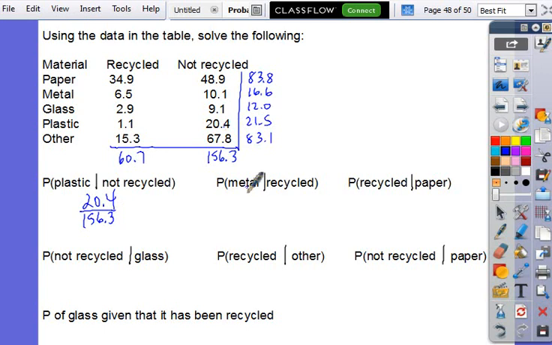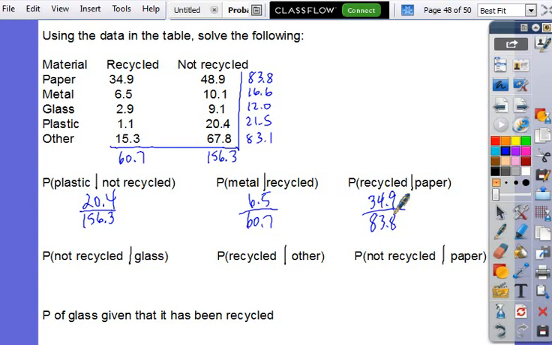So the same thing here. Probability that it's metal given that it's been recycled. So I go to the recycled part, that's 60.7. Of that, how much is metal? 6.5. Same deal, if you need to divide it and get the decimal answer, do that. Probability recycled given that it's paper. So I start with paper, 83.8. Of that paper, how much is recycled? 34.9.